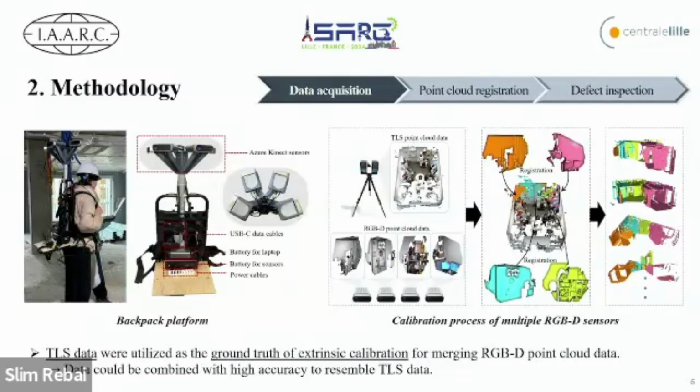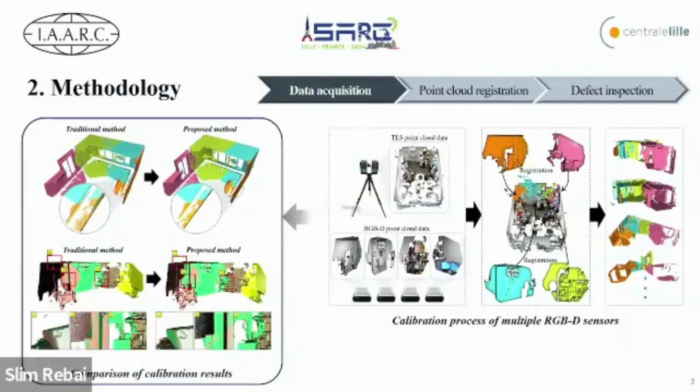In this process, these RGBD data were registered based on TLS data using a deep learning based registration algorithm, which is called DGR. And in this figure, you can see the effectiveness of the proposed calibration method compared to the traditional calibration method. Discrepancies between point clouds were resolved by applying the proposed calibration method here.